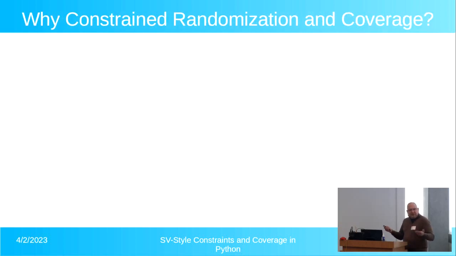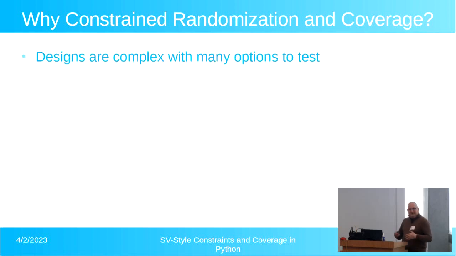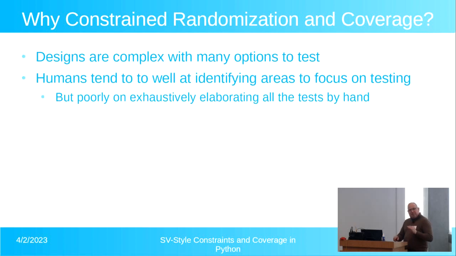Okay, so first off, why do we care about constraint random and coverage? The designs we work with, whether they're for academic use, hobby use or commercial, get pretty complicated. Humans are pretty good at identifying at a test plan level what areas we want to focus on. What needs to be tested? Figuring out the details and elaborating all of those various test cases by hand, we're not so good at that. Well, first off, it gets dull, and it's actually a lot of work.